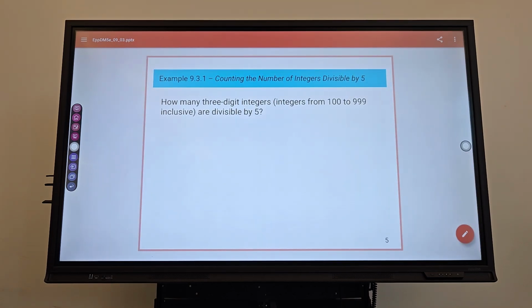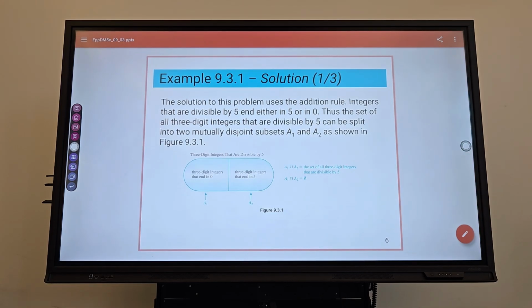How many 3-digit integers, from 100 to 999, are divisible by 5? Well, the solution of the problem uses the addition rule. Integers that are divisible by 5 end in either 5 or 0. Thus, the set of all 3-digit integers that are divisible by 5 can be split into 2 mutually disjoint subsets, A sub 1 and A sub 2: 3-digit integers that end in 0 and 3-digit integers that end in 5.